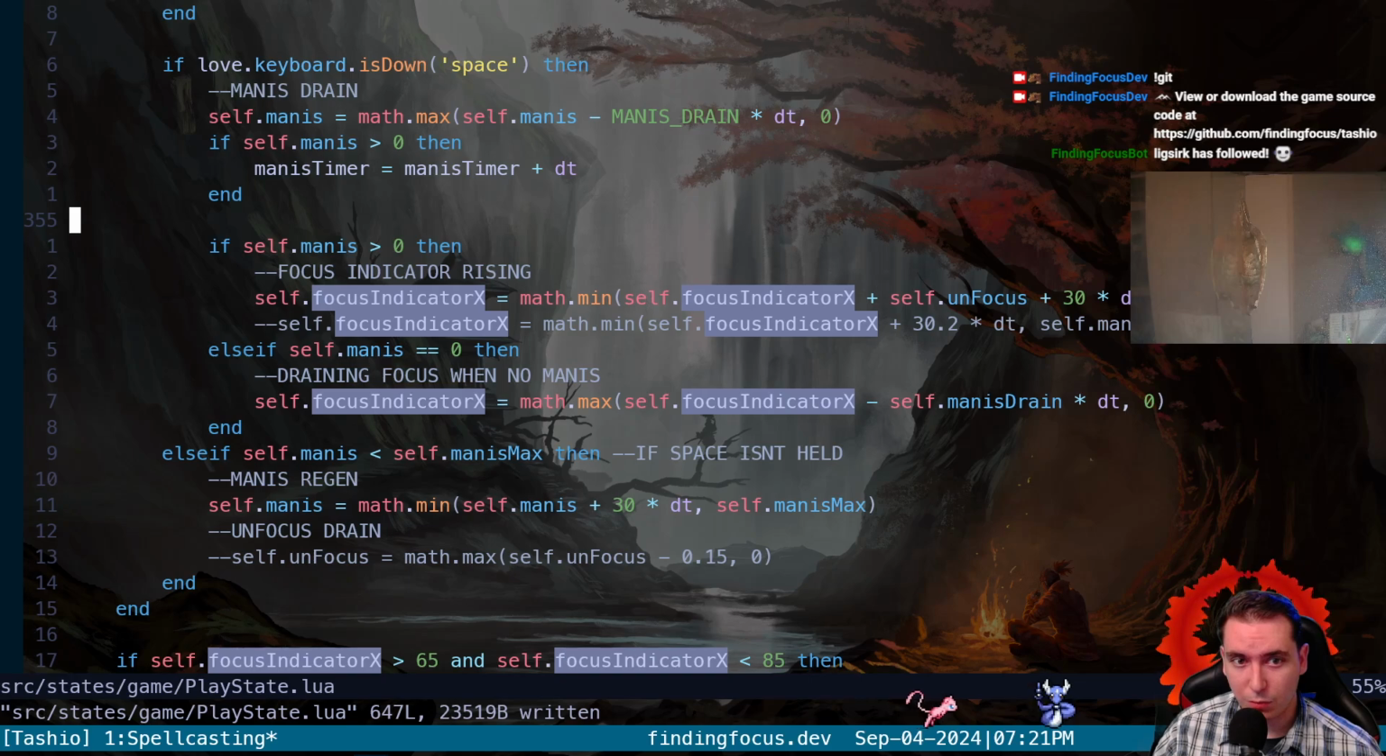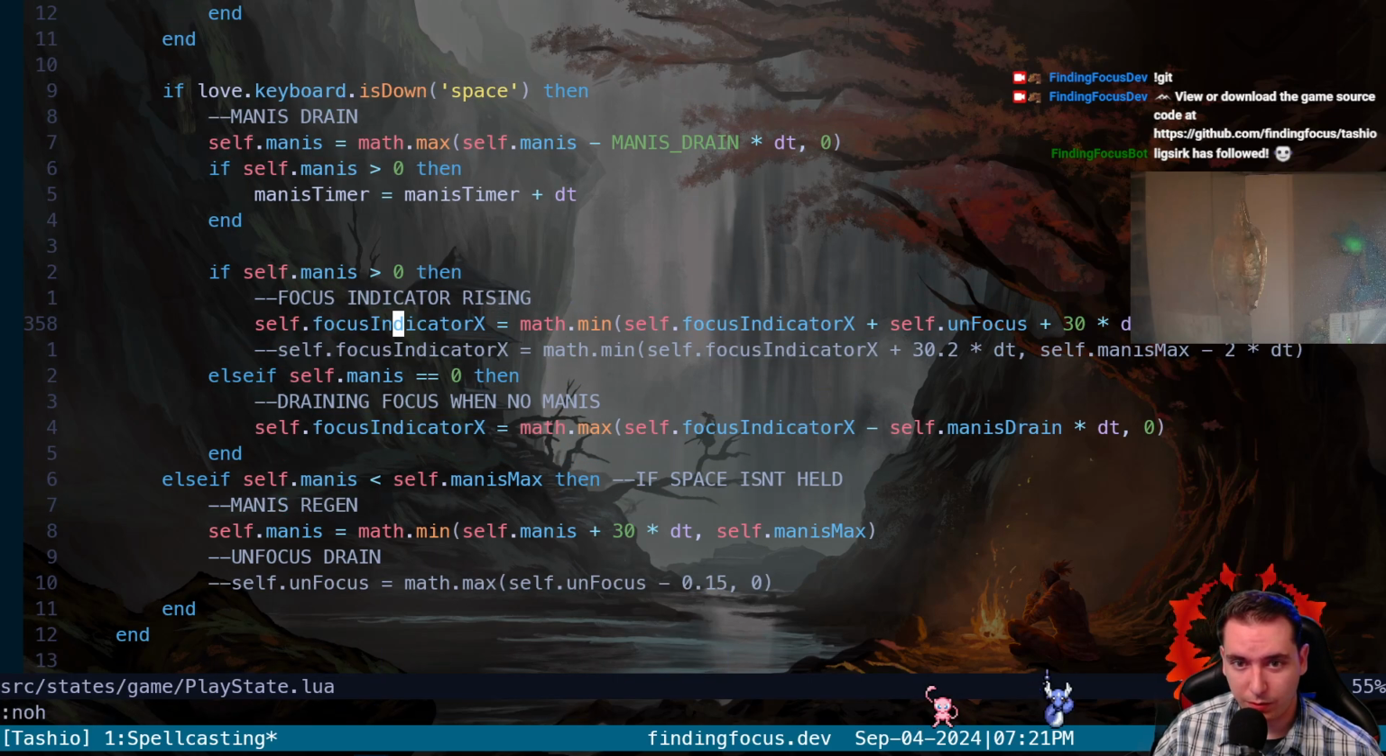So let's go back and check what this code is actually saying. So it's like we're saying we're going to modify our focus indicator X to be its current position plus whatever our unfocus is.